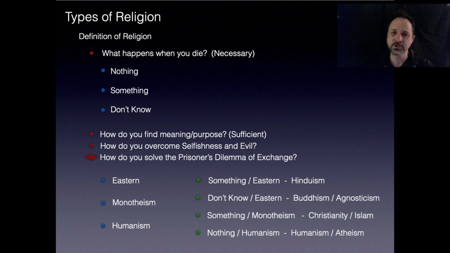Because in these religions that have existed for thousands of years, there is great wisdom, and there are great ways of overcoming selfishness and evil, of overcoming the prisoner's dilemma of exchange, that can be beneficial for anybody to listen to. A religion cannot exist for thousands of years and have no value. So with those disclaimers, we're going to go ahead and begin the study of our first religion, which will be Hinduism, in the next video.